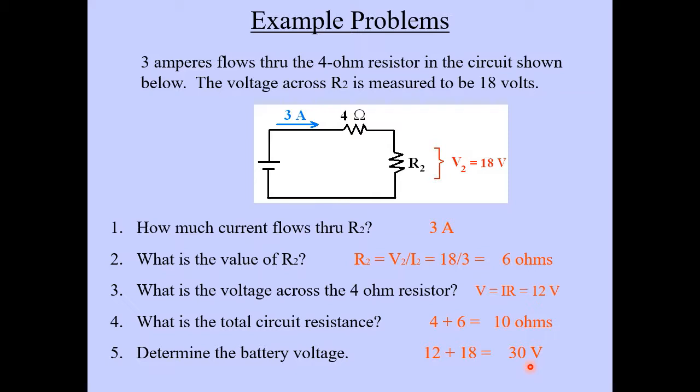Now there's another way to solve this one. We know that the total resistance is 10 ohms, right? This was 4 and we found this to be 6. So remember V equals IR, so I is 3 amps times 10 ohms, 3 times 10, also gives us 30 volts. So there are actually 2 ways to do the final problem.